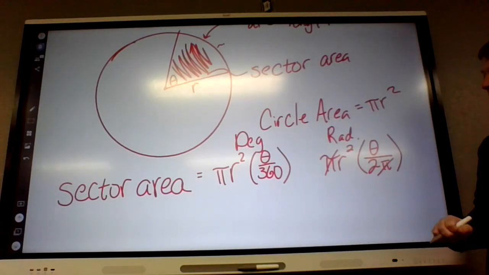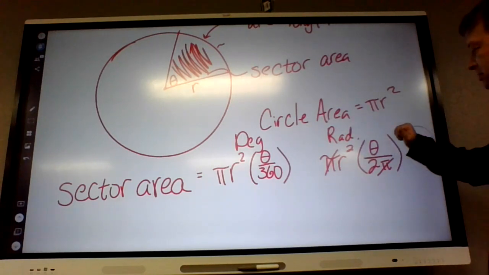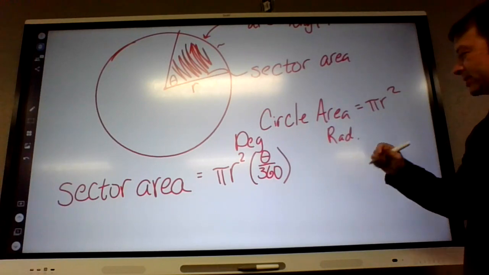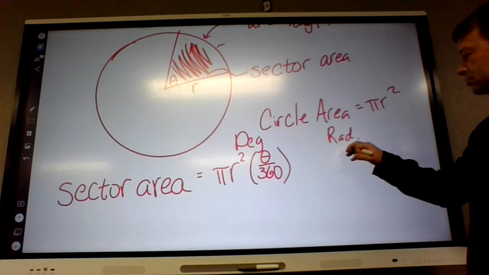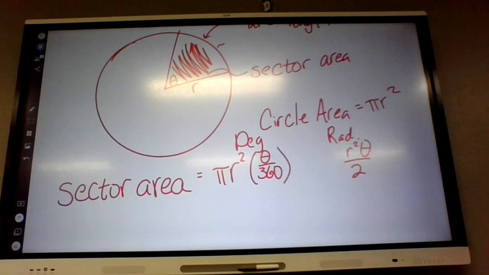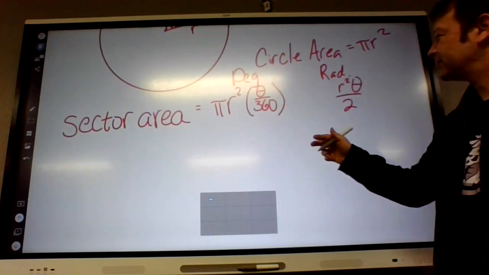So I think the book puts like 1/2 r squared theta, or maybe r squared theta over 2. I don't know which was easier. You guys like times 1/2 or divide by 2? Divide by 2. Yeah, that's probably the one I prefer. So in radians, it's a little bit simpler. Sector area.